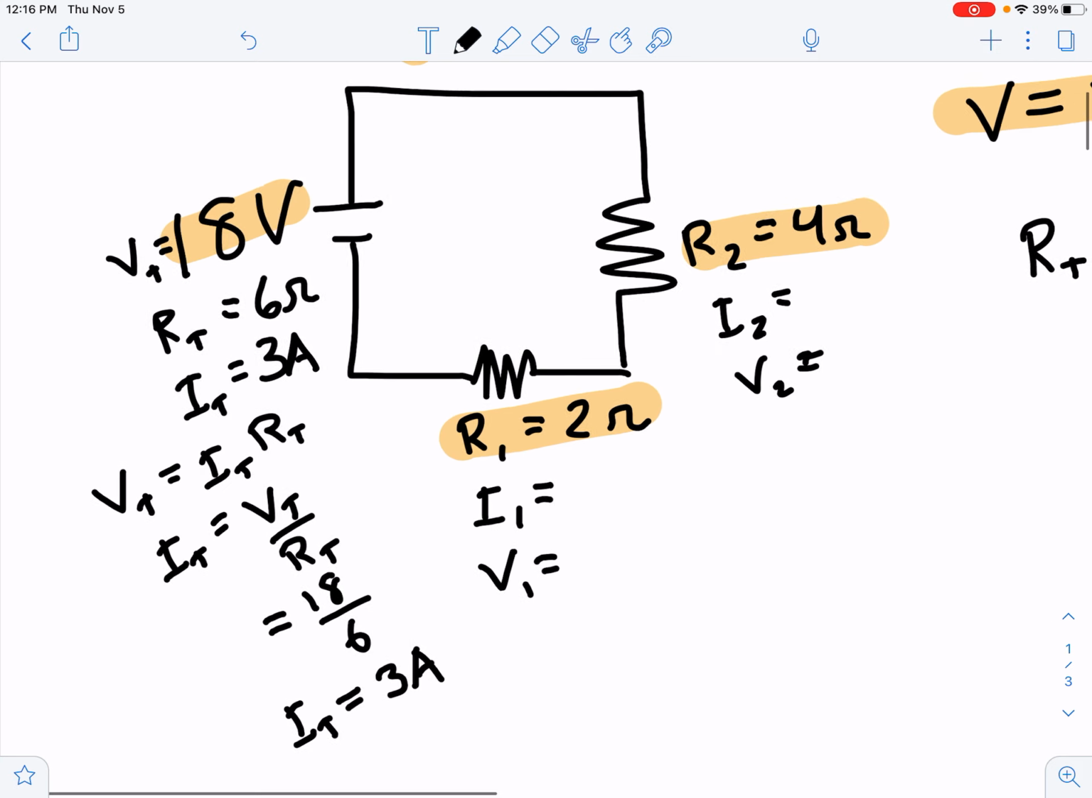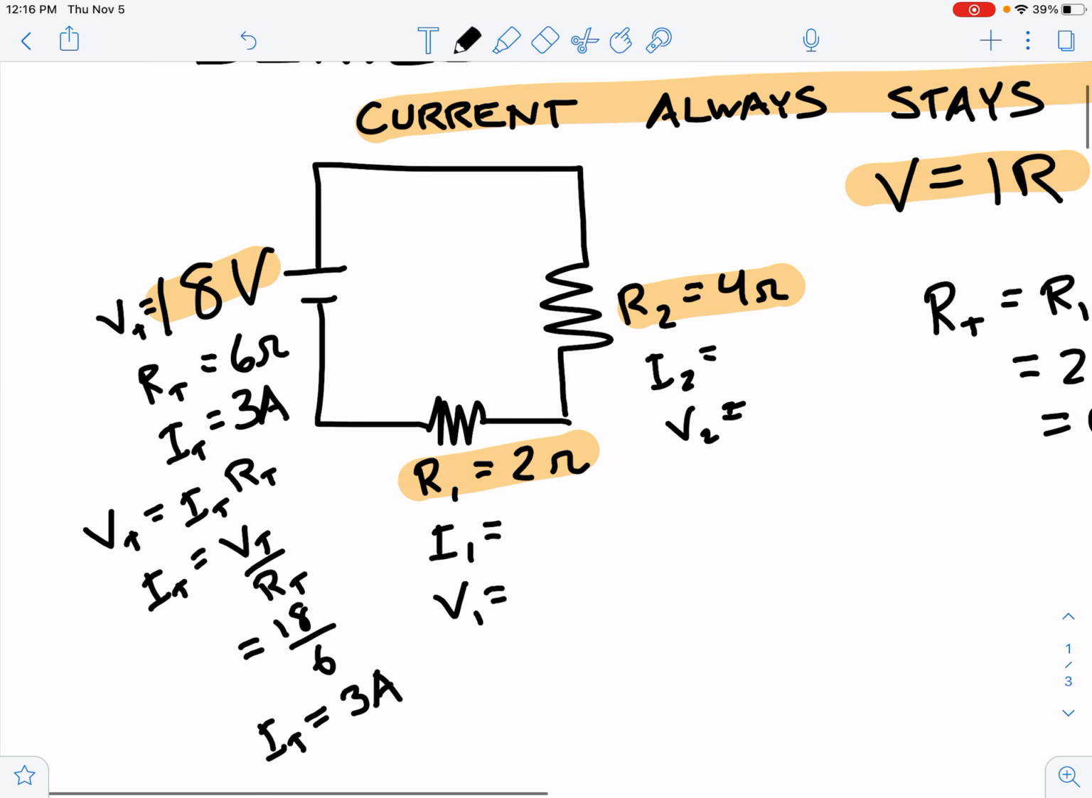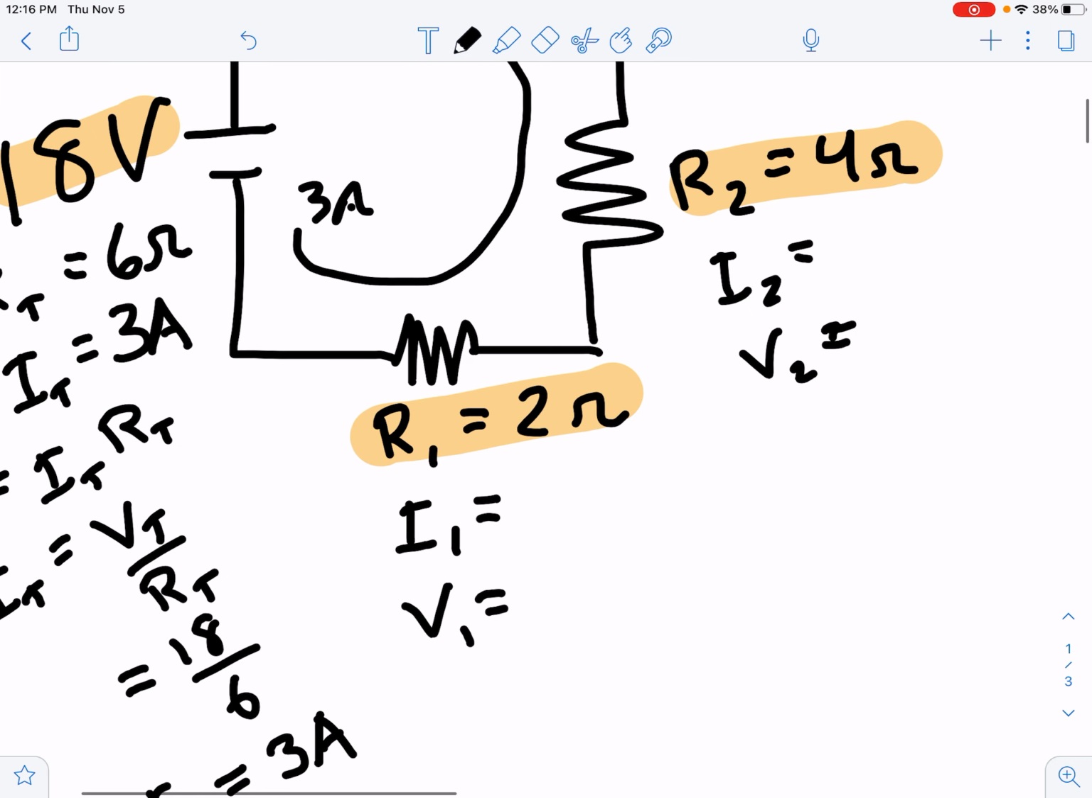Now that I know the current always stays the same, because of the flow of electrons, it's kind of like traffic. If you have somebody in front of you going 5 miles per hour, you can't be going 20 miles per hour. So the current, the flow of electrons, stays the same everywhere. So you can imagine if you have 3 amps coming out here, that 3 amps is the same all the way around. So that means the current here through resistor 1 is 3 amps, and it's also 3 amps over here at resistor 2.